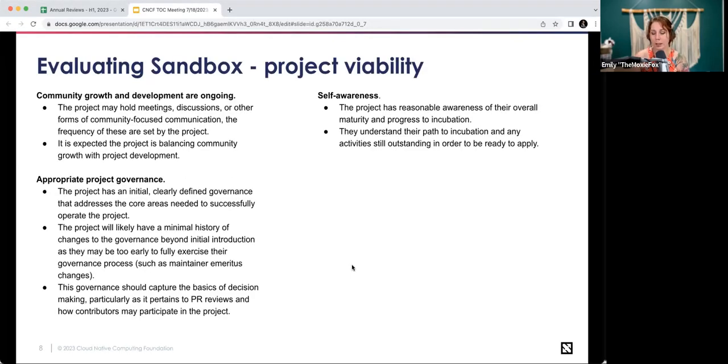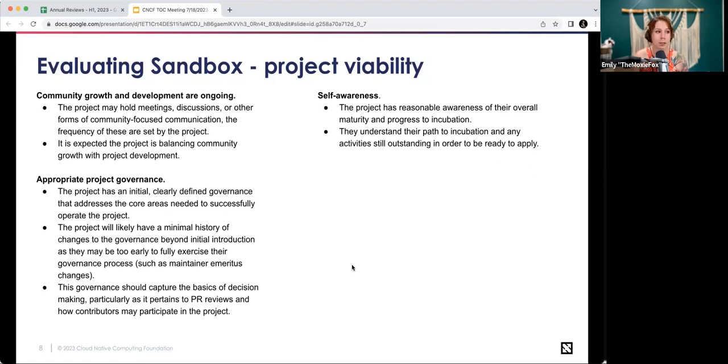So that's actually something that we should be bringing up: the sandbox reviews are not to have the same intensity that we do for incubation or graduation, because these are still very early projects. They're still experimental. They're still trying to find their footing in the ecosystem. So ideally these are pretty lightweight.